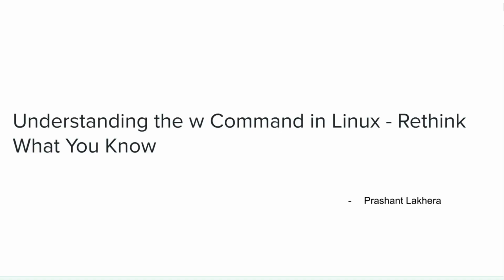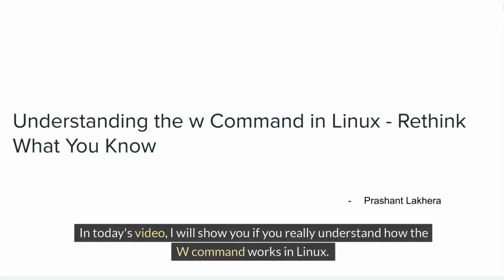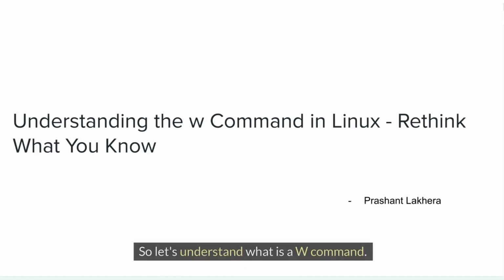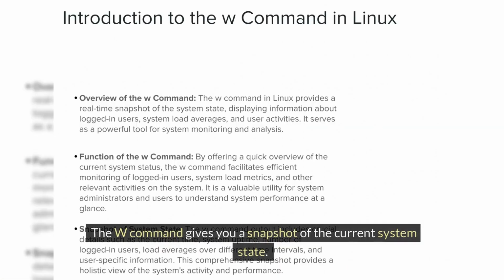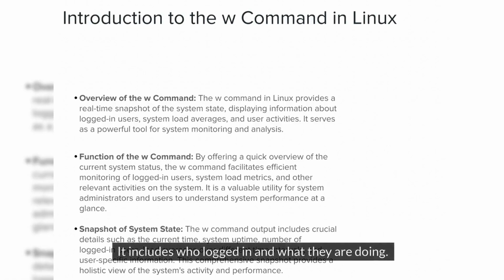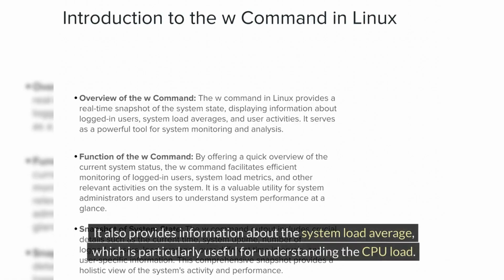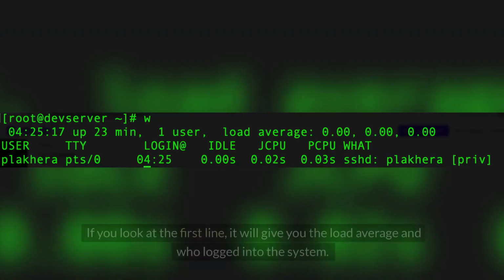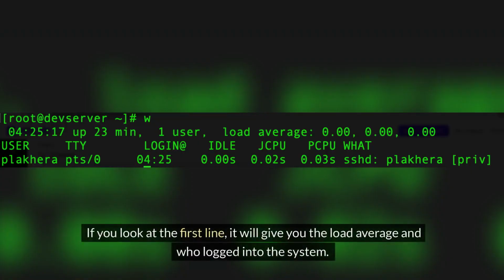Hello everyone. In today's video, I will show you if you really understand how the W command works in Linux. So let's understand what is a W command. The W command gives you a snapshot of the current system state. It includes who logged in and what they are doing. It also provides information about the system load average, which is particularly useful for understanding the CPU load. If you look at the first line, it will give you the load average and who logged into the system.